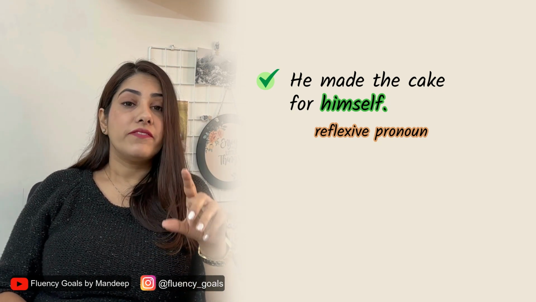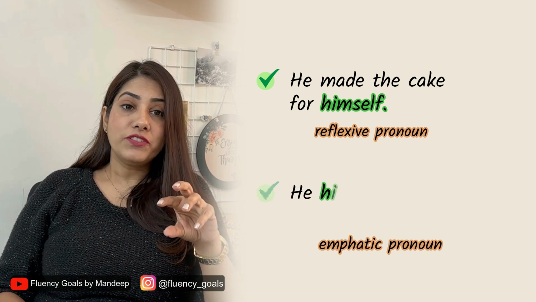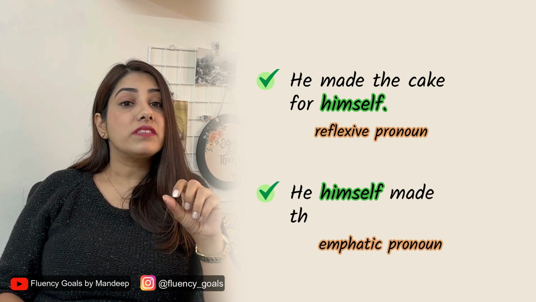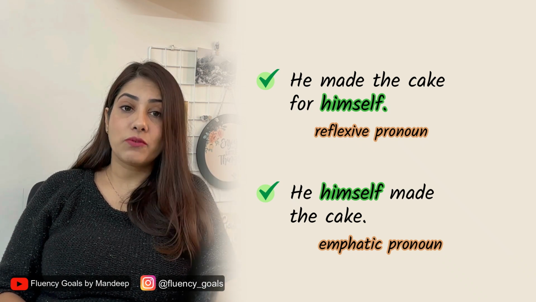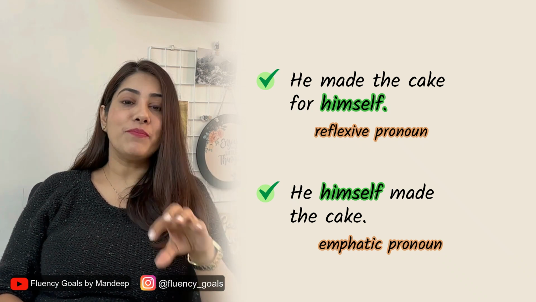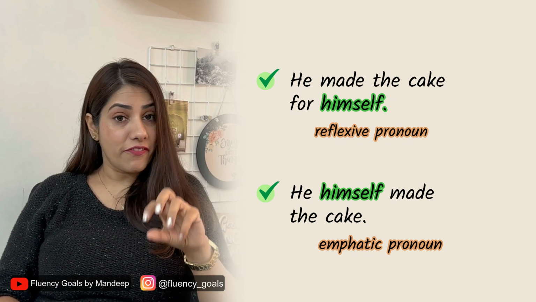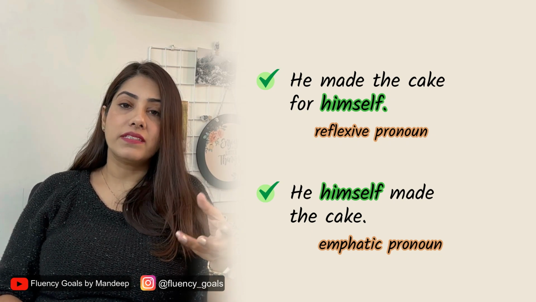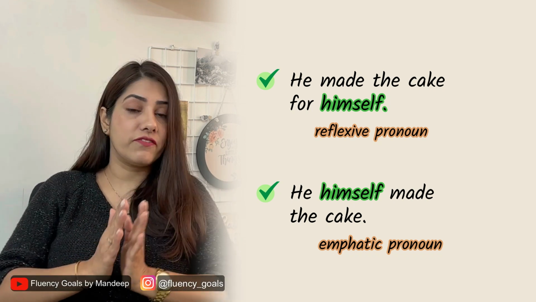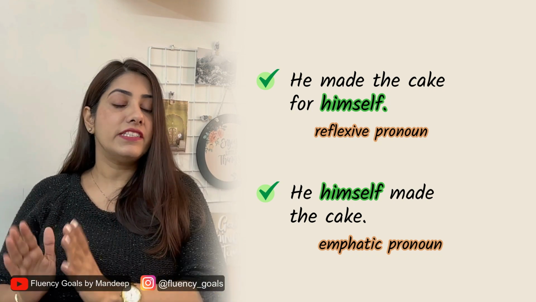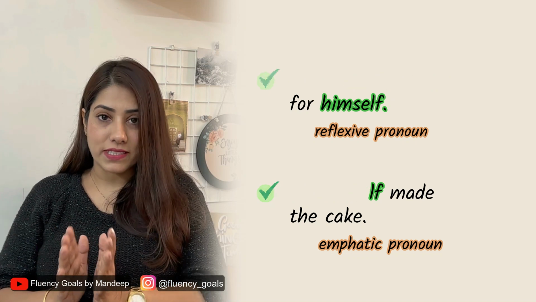Whereas for emphatic pronouns, it often shows that the action was done by the antecedent on his own. So he himself made the cake. Here it is showing that the action was done by the antecedent on its own. So this is one very clear difference between emphatic and reflexive pronouns. I hope that it's clear.